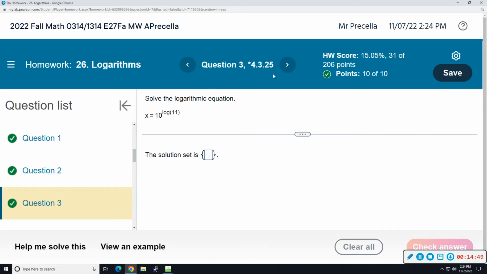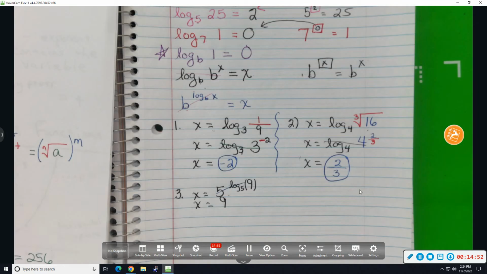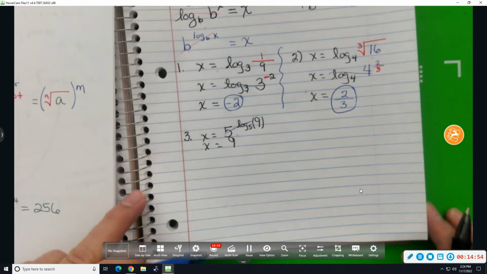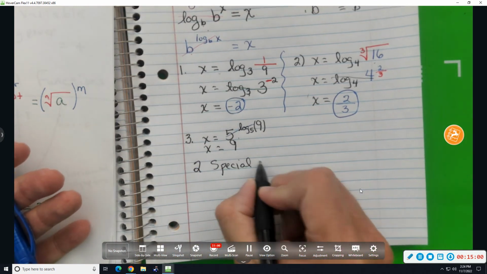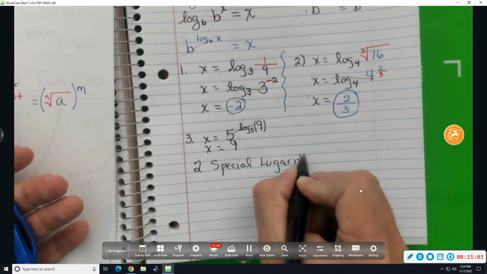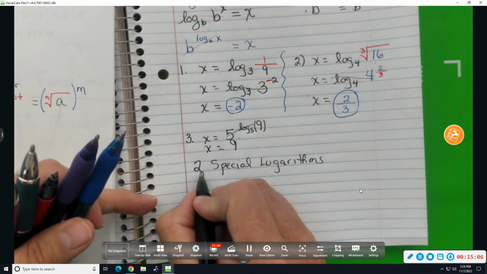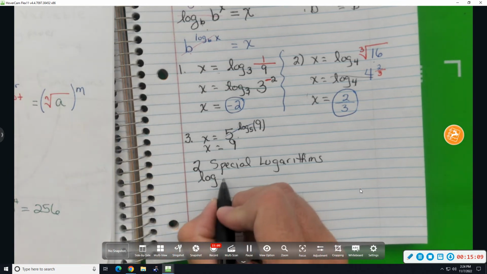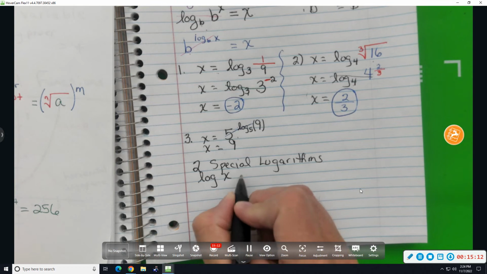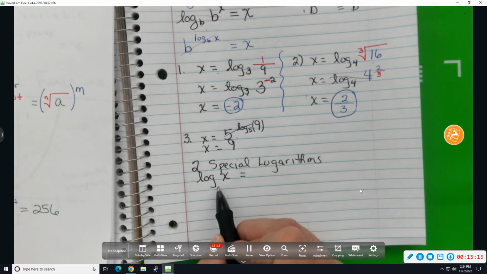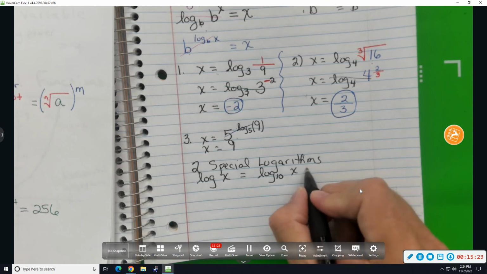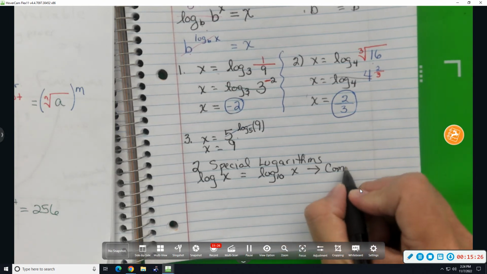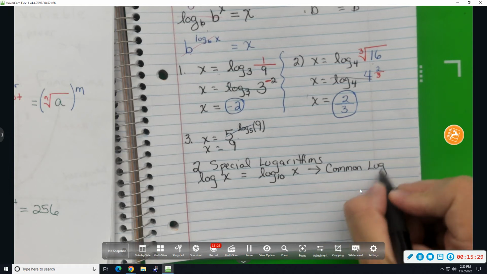Here's another number 3, but before I do that, I should have already mentioned this. There are 2 special logarithms. If you see log written without a base, if there's not the little bitty number there, you assume it's a 10. Log base 10 of x. And that's called the common logarithm. Common log.